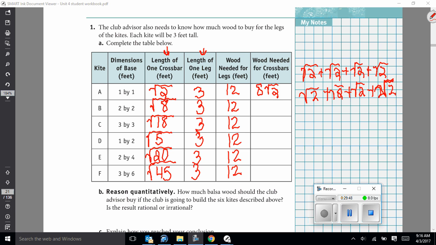So how many feet do we need for this one? This can be reduced, right? Let's just leave it. How many square root of 8s do we need? And how many square roots of 18 do we need? How many square root of 5s do we need? How many square roots of 20 do we need? How many square roots of 45 do we need?